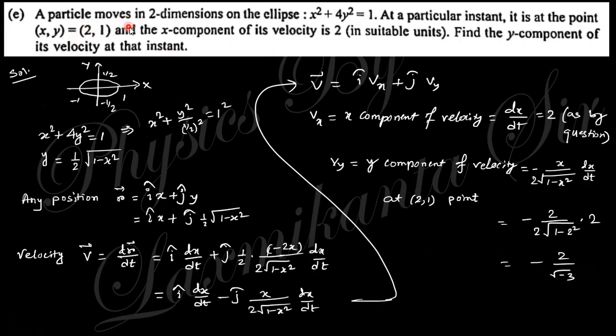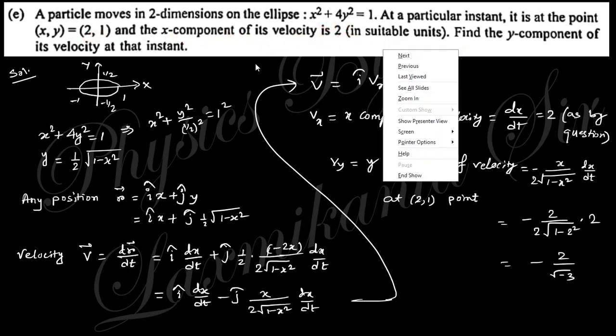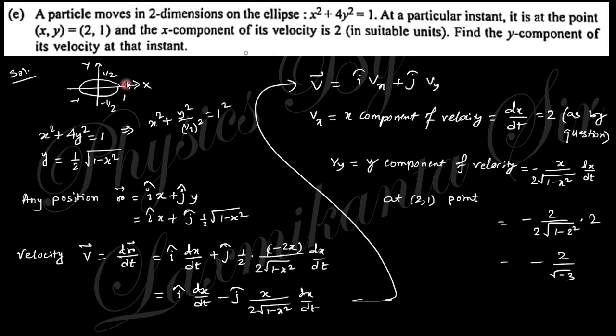Next question says a particle moves in a 2-dimensional elliptical path where the equation of the ellipse is x square plus 4y square equals 1. If you rearrange them, you will obtain this equation x square plus y square by half square equals 1. So the semi major axis will be 1, semi minor axis will be half. Okay, so at this point x equals 2, y equals 1, the x component of velocity is 2, find the y component. Actually you can understand there is a mistake.